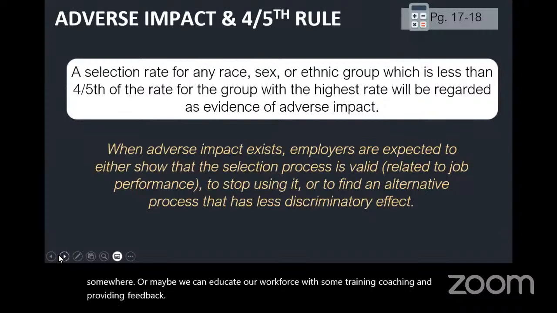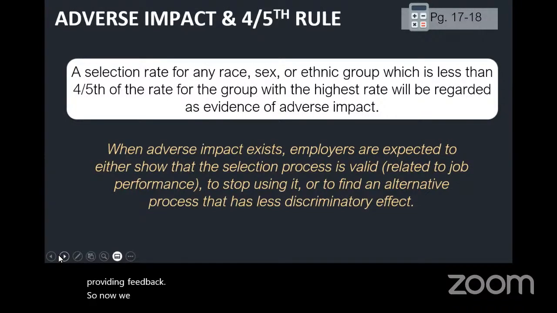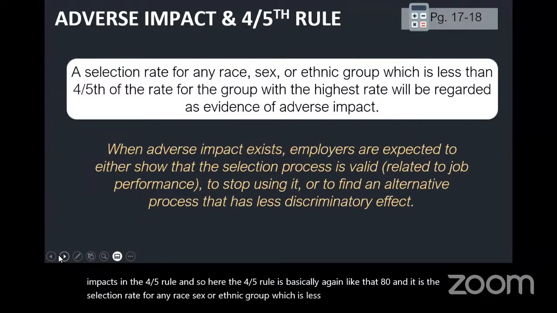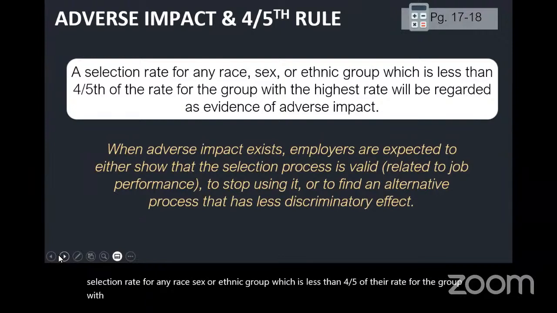So now we are advancing forward, and I'm doing a time check. Here we are at adverse impact and the 4/5 rule. The 4/5 rule is basically, again, that 80%. It is a selection rate for any race, sex, or ethnic group which is less than 4/5 of the rate for the group with the highest rate, and that will be regarded as evidence of adverse impact.